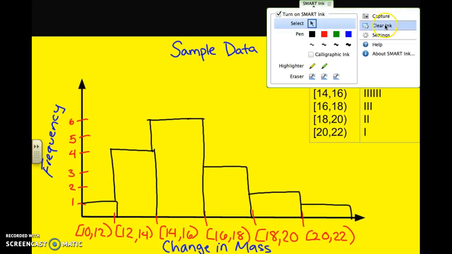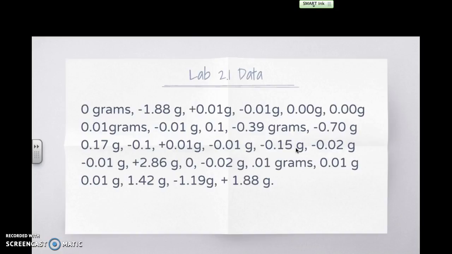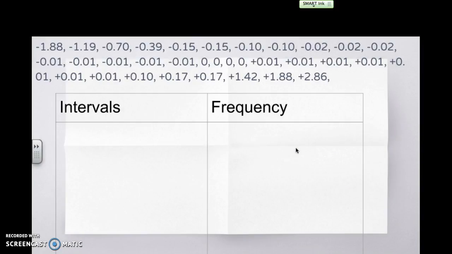But that was really easy, and our results and our data doesn't typically look like that. This is what our data typically looks like. And this is actually your data from Lab 2.1. You can see that some of you didn't follow directions for turning in your data. And that looks just like a mess. So instead, I made it more like that.